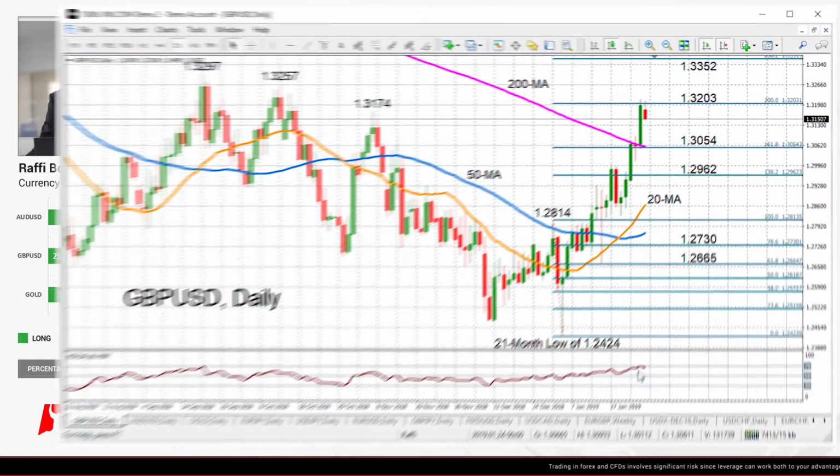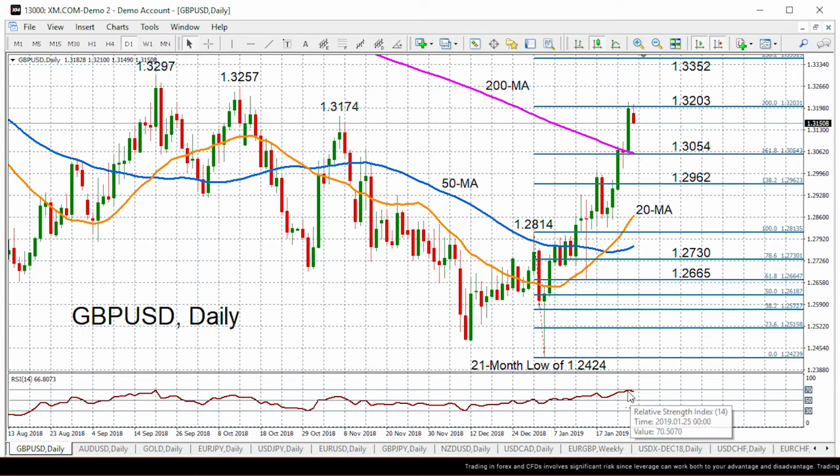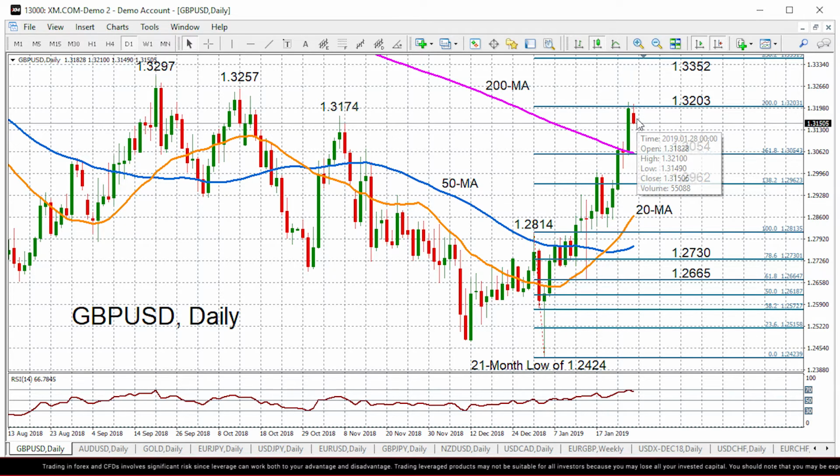We can see that the near-term bias is looking fairly bullish at the moment, though the RSI is pointing downwards, coming off the overbought level, and looking at price action, we can see some easing of the upside momentum. So pound dollar did meet strong resistance at the 1.32 handle, which is around the 200% Fibonacci extension of the down leg from 1.2814 to 1.2424.